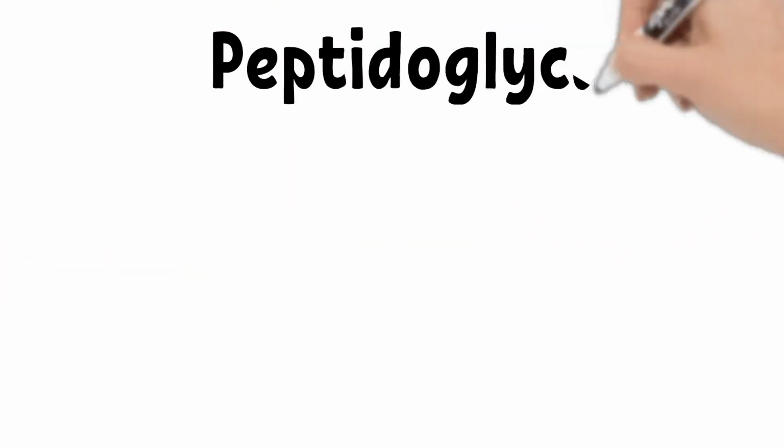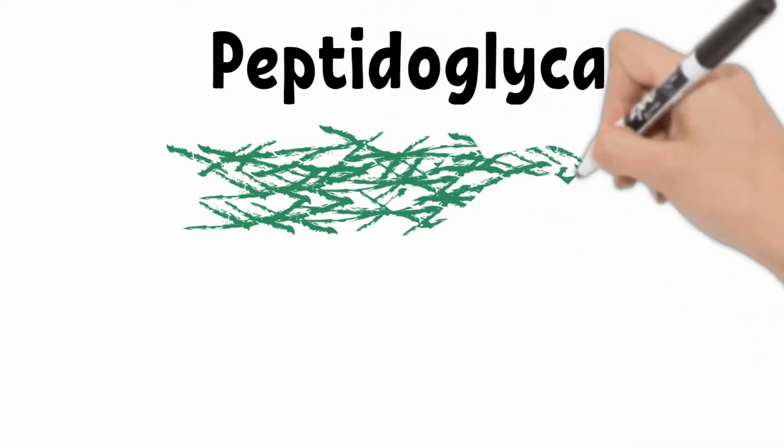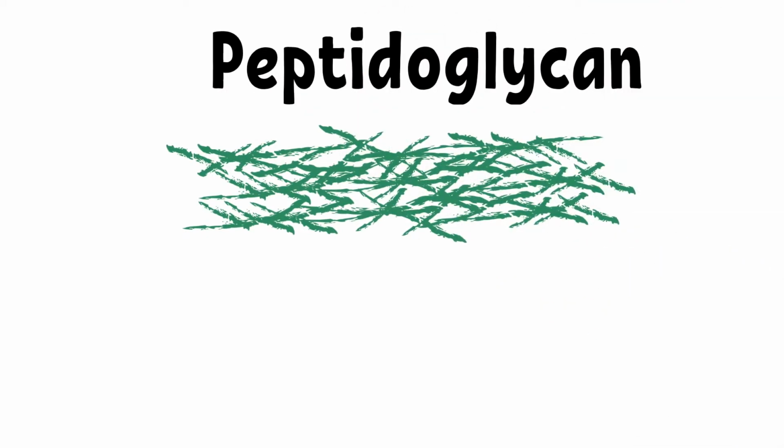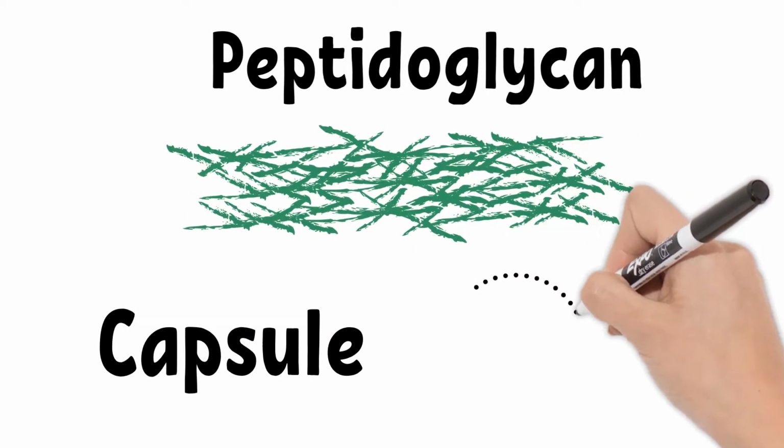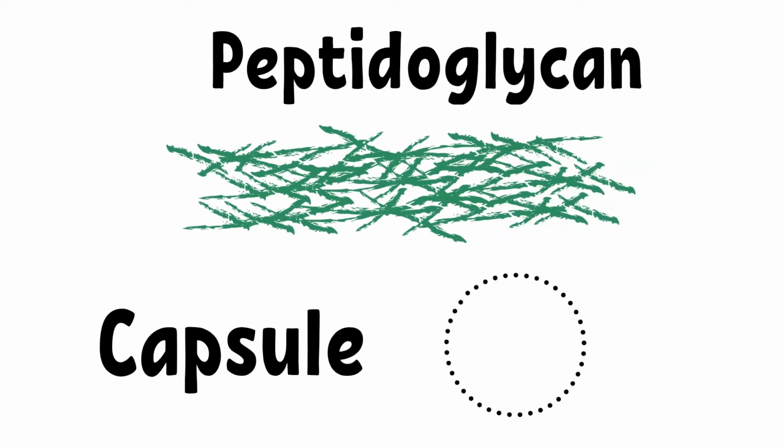Second, cell wall. The cell wall is made up of peptidoglycans, which give the cell support and structure. This layer is the key to today's topic. Third, capsule. Capsule is the sticky outer layer. It is for protection and attachment. It helps the cell attach to surfaces.